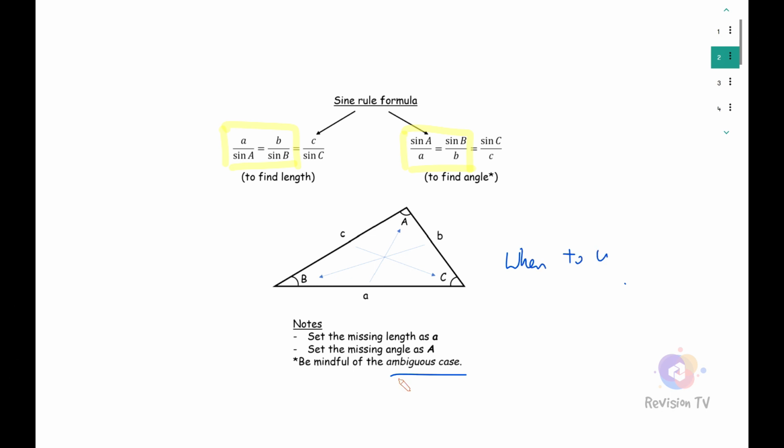So when to use it. You will use it when it's a triangle with 2 lengths plus 2 angles. Now students often do mix it up with cosine rule, which we'll talk about in a separate video. So do write this down. If you have 2 lengths and 2 angles, whether they are unknown or not, then you're using sine rule.